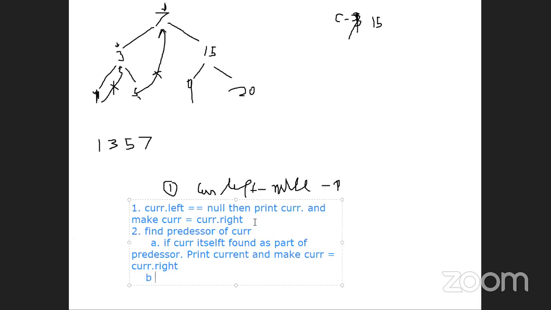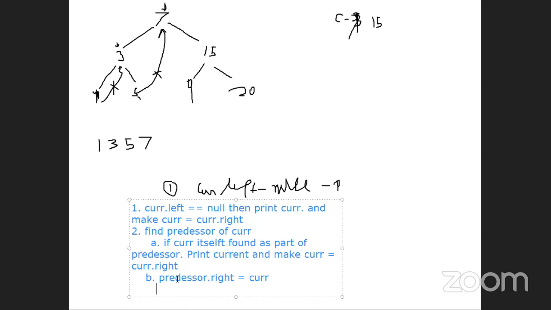Otherwise, I will do that step where I told you, like in the other example where I already found 5. If you see that example from 7, I have to make a connection between the predecessor dot right equal to current. So these things I'm doing right now. Okay.